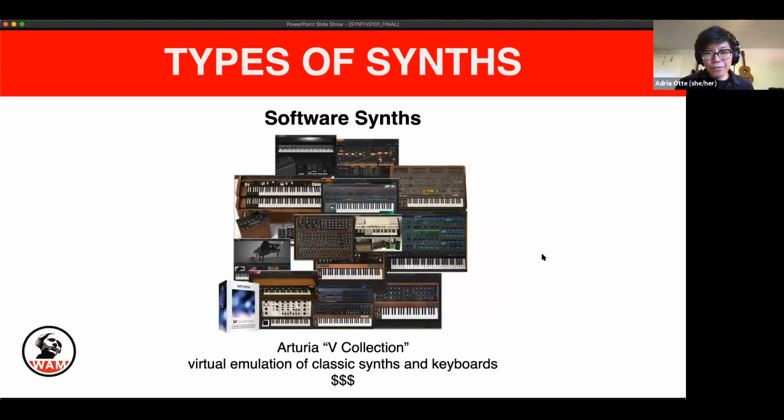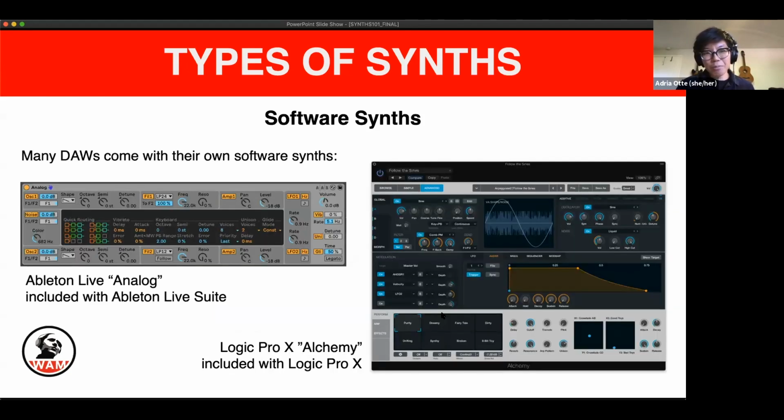Arturia has their V Collection. It's a collection of emulations of a bunch of really classic synthesizers and keyboard instruments from throughout history. It is pricey, but it is definitely less expensive than going out and sourcing a vintage Mini Moog or ARP 2600. So you get a bunch of really classic synthesizers from history in one software pack. And then, of course, many DAWs come with their own software synths built in.